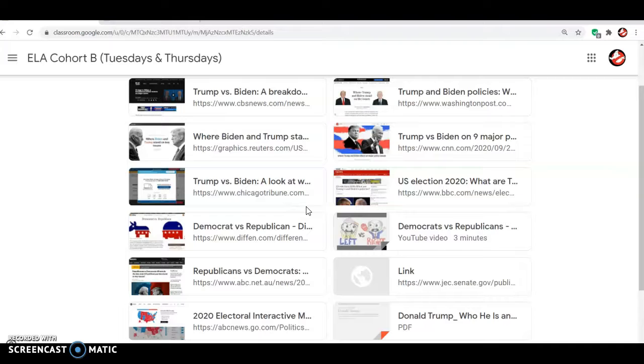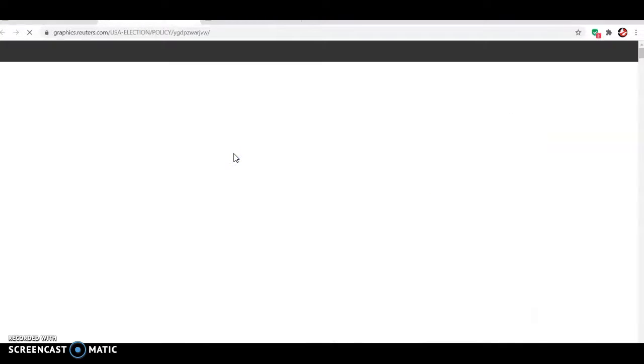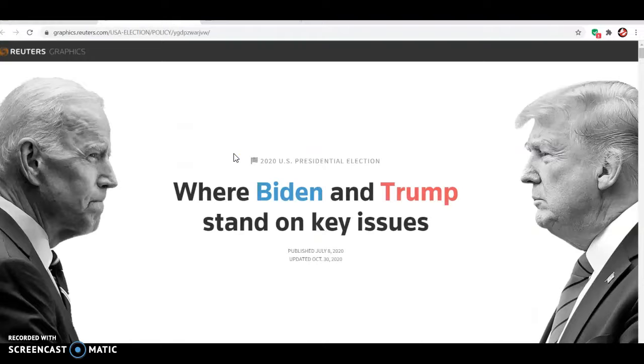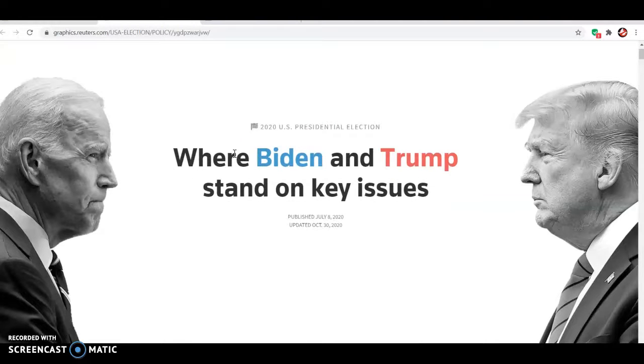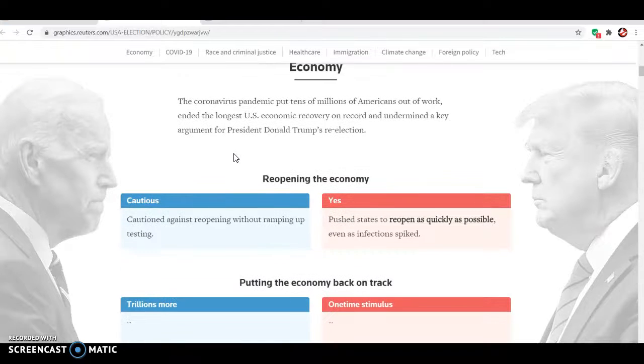I like color coordinated stuff because it's easier for me to read and understand. Does that make sense? So let me show you this one. This is my favorite one. It's from Reuters. Okay, so where Biden and Trump stand, the second one on the left-hand side. When I pull this up, it says where Biden and Trump stand on key issues, okay? And I scroll down. What I like about this, y'all look at that.